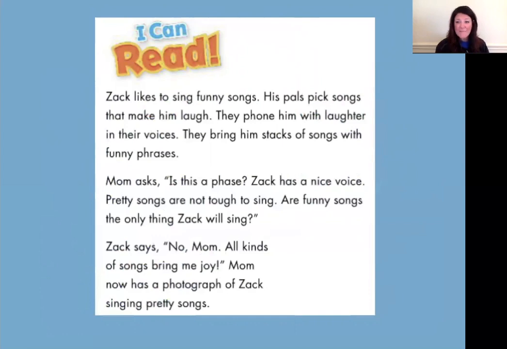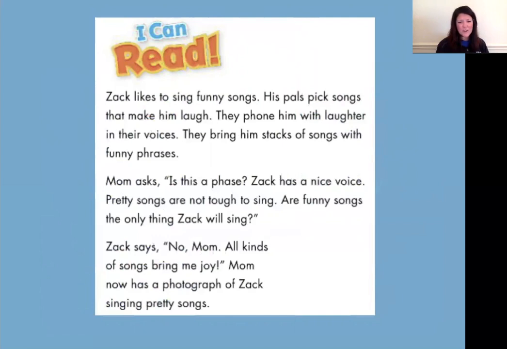Zach likes to sing funny songs. His pals pick songs that make him laugh. They phone him with laughter in their voices. They bring him stacks of songs with funny phrases. Mom asks, "Is this a phase? Zach has a nice voice.